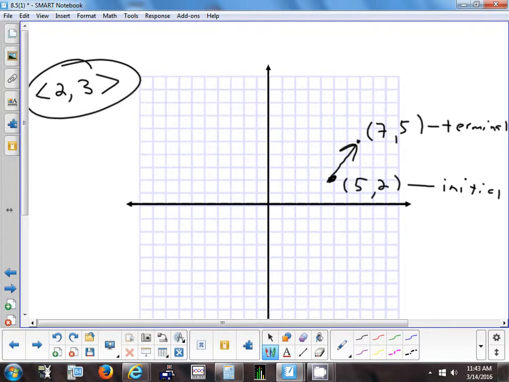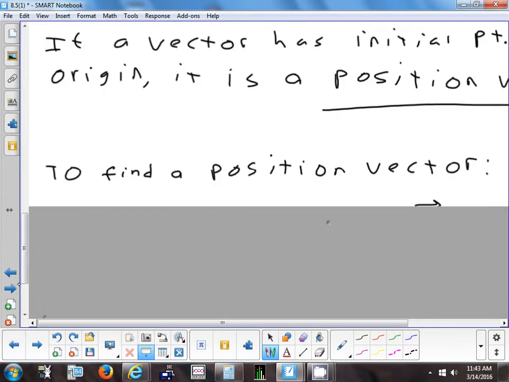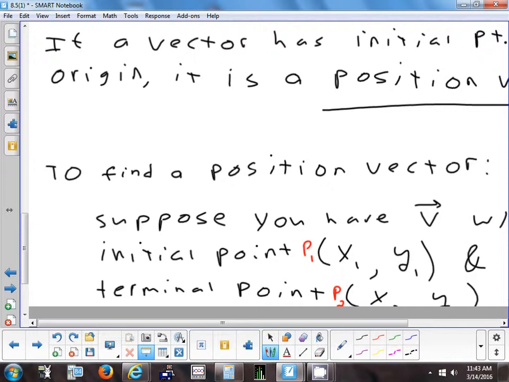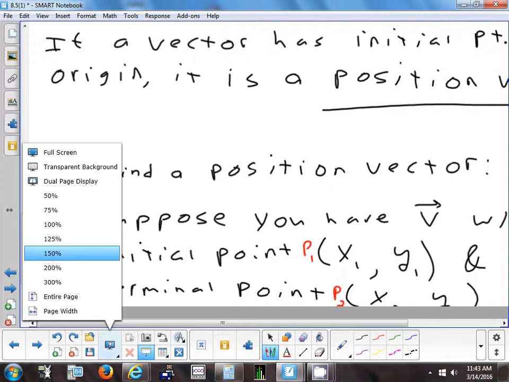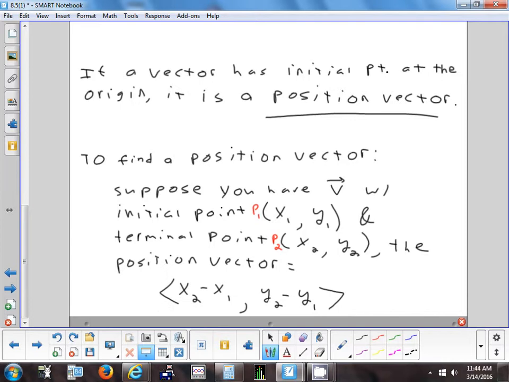So what we'll do to set that up is we'll call it x1 and x2 and y1 and y2. Suppose you have a vector that has an initial point. I'm going to call the initial point P1, and those are its coordinates. The terminal point is P2, and those are its coordinates. Very easy to find the position vector. Terminal value minus initial for the x's. Terminal value minus initial for the y's.